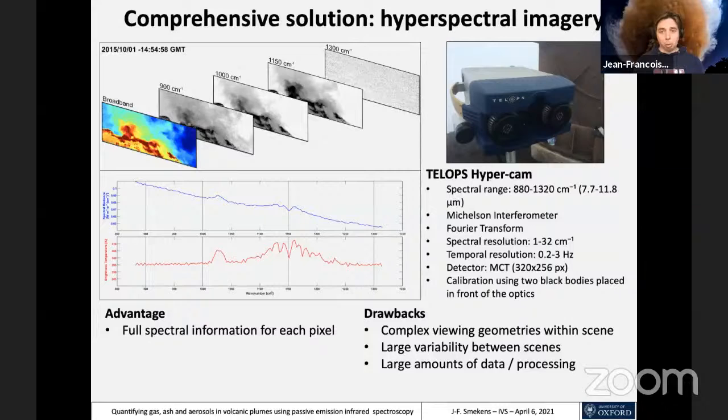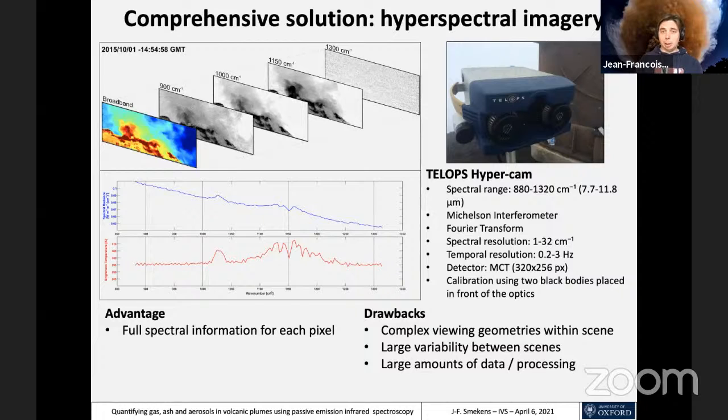But then there are significant drawbacks. The first one being that this instrument is extremely expensive and delicate and very difficult to deploy. But beyond that, there are also complex viewing geometries within any given scene and a large variability between scenes in a time series that make producing a consistent data processing pipeline quite tricky. And then of course, the large amounts of data produced by those instruments and the associated time that can be necessary to process them, especially when using full-scale radiative transfer iterative models, can become prohibitive.